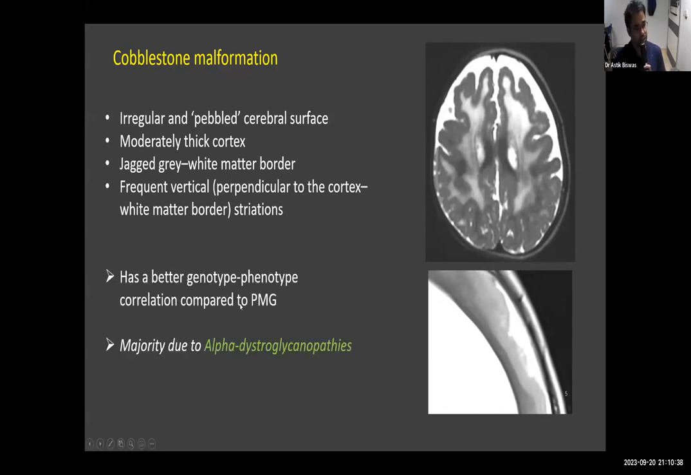This has a better genotype correlation compared to PMG, and the majority of cobblestone malformations occur due to alpha dystroglycanopathies, that is your Walker-Warburg syndrome, Fukuyama disease, etc. Again, important to rule out metabolic etiologies, because some of them can also cause cobblestone malformation.